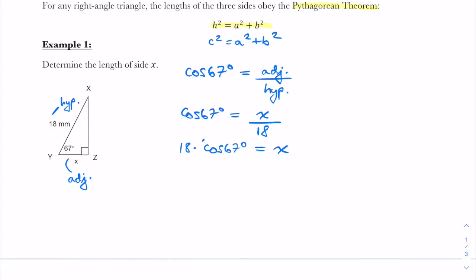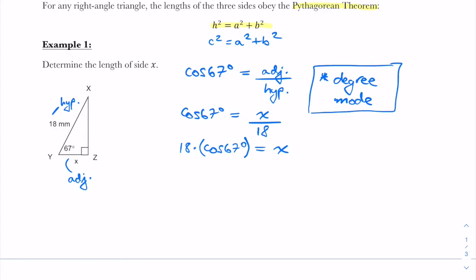If it helps you, you can put brackets around the cosine 67 degrees. That should remind you that that operation will return one number, and then you have to multiply that number by 18. So please take a moment to do this on your calculator. One important thing, please check to make sure that your calculator is in degree mode. If not, you're not going to get the same answer. I didn't specify how many decimal places to round to. I'd say 1 or 2 is fine. So the correct answer to 2 decimal places is approximately 7.03. If you did not get that number, likely your calculator is in the incorrect degree mode.